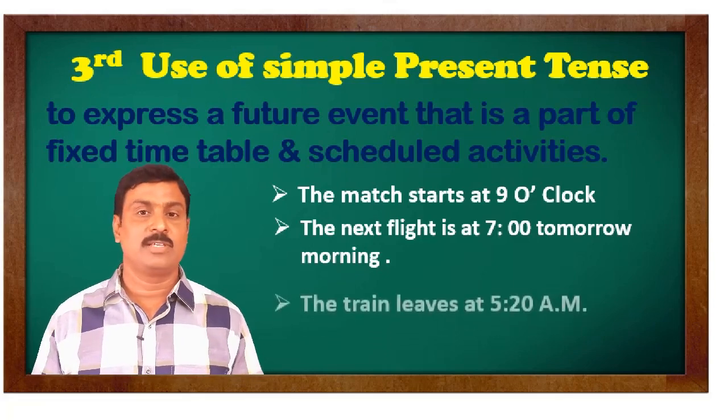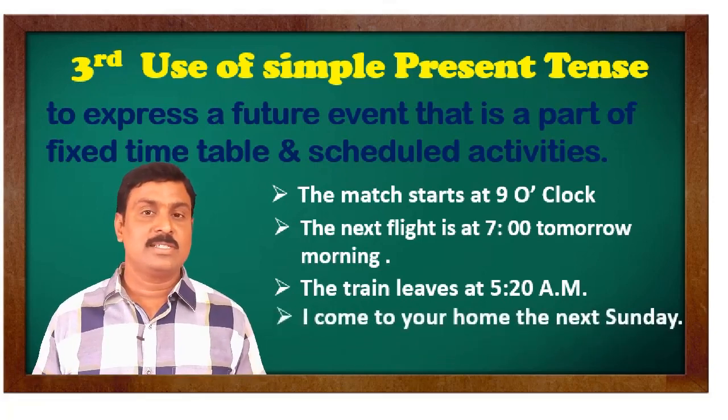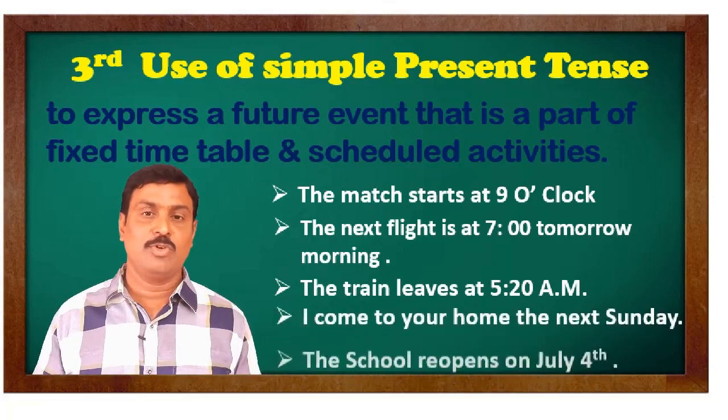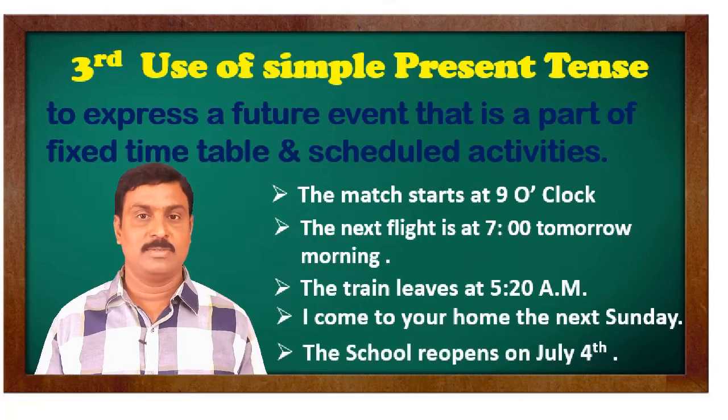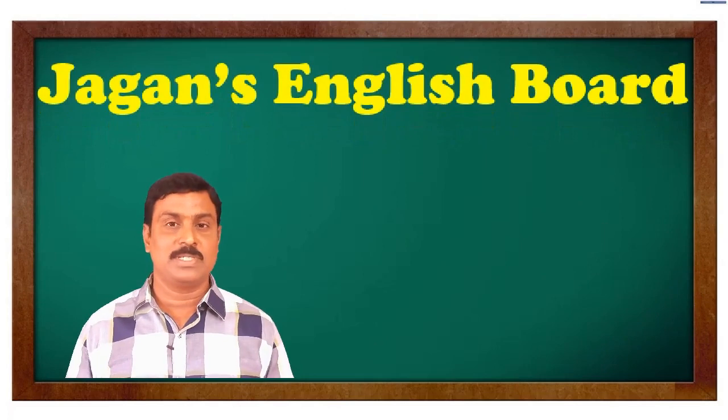We have some more examples. The train leaves at 5:20. I come to your home next Sunday. The school reopens on July 4th. That's all about the three uses of the simple present tense.